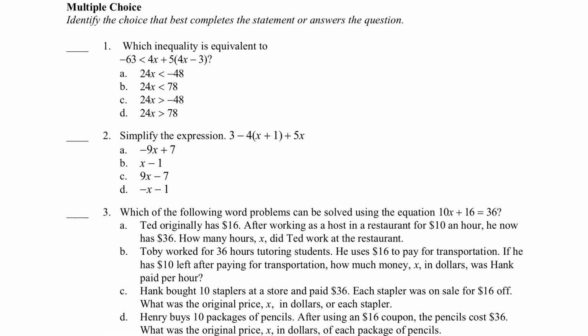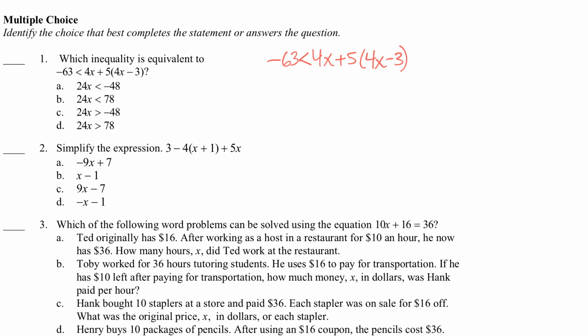All right, number one. We have this, ooh, black, nice. So I'm going to rewrite this here. Negative 63 is less than 4x plus 5 times the quantity 4x minus 3. And I'm going to simplify and solve it.